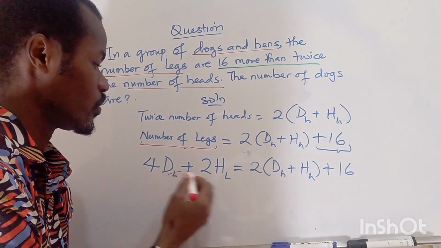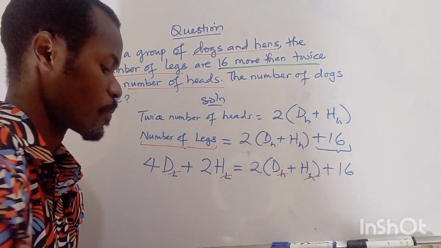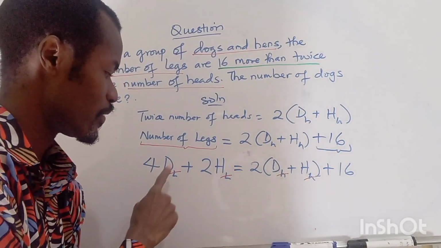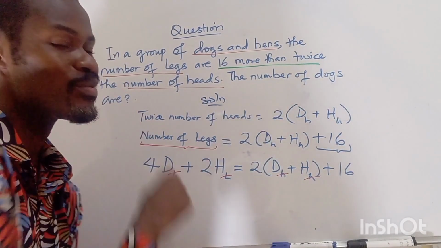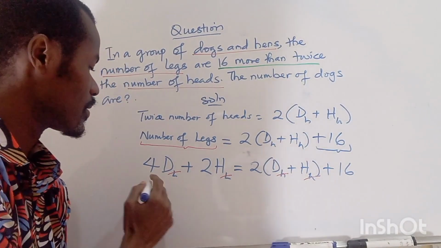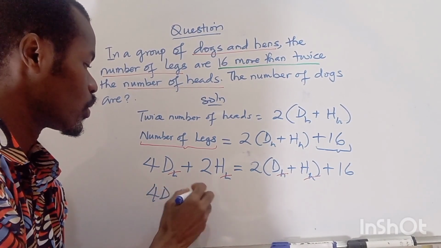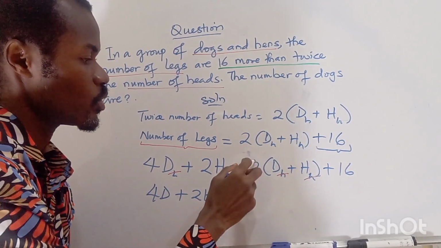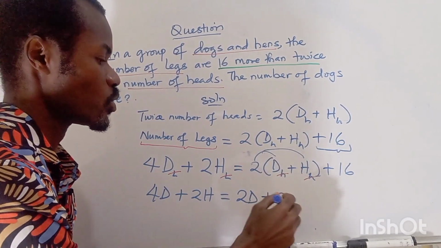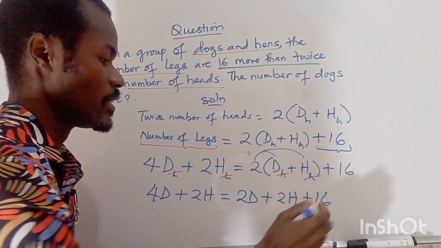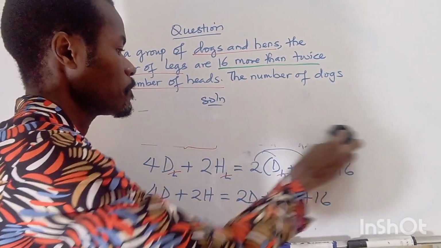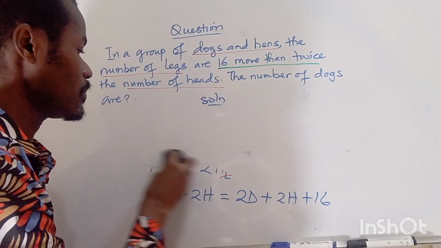We may not necessarily use all this again. We have just used it to interpret the problem. So we can now solve for the value of d to know the number of dogs in this problem. All right, so let's solve it. I'm going to open this bracket. So we have 4d plus 2h equals 2 times d is 2d, and 2 times h is what? 2h plus 16. From that expression, I think we can collect like terms.